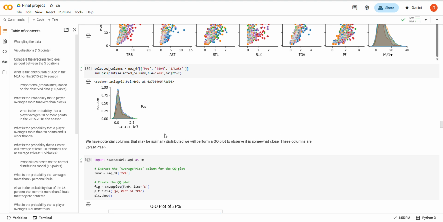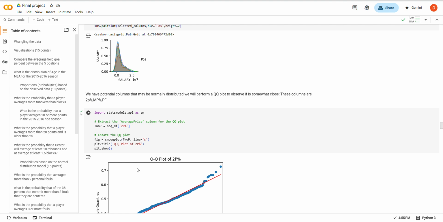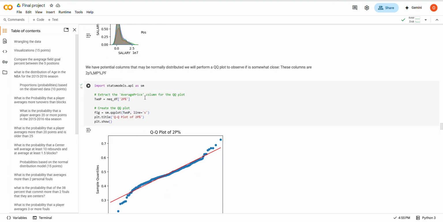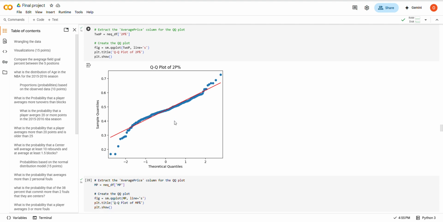So now that we have these three, it's not good enough to just say, okay, based off of visual observation these columns are normally distributed. We decided to make a QQ plot and actually test it and see, which is what we did right here. We made a QQ plot for each one of those columns.